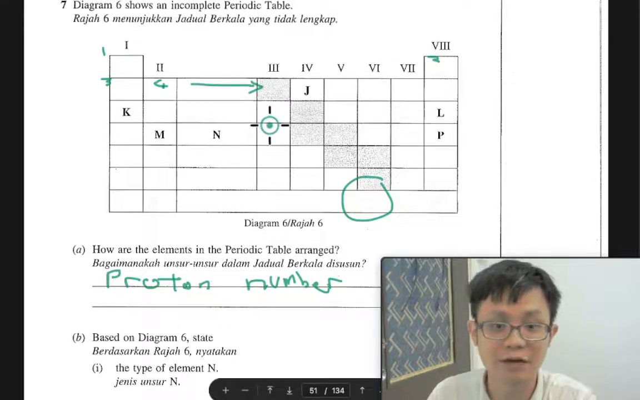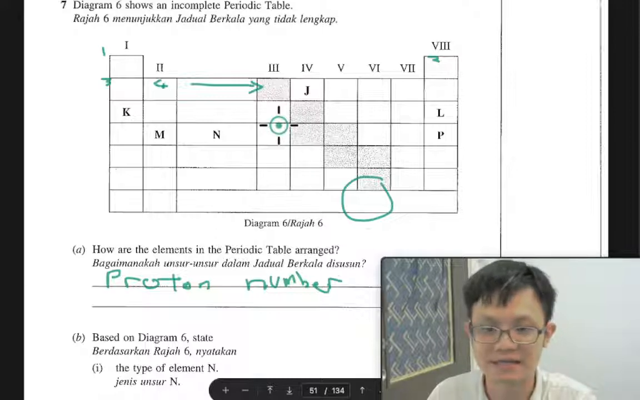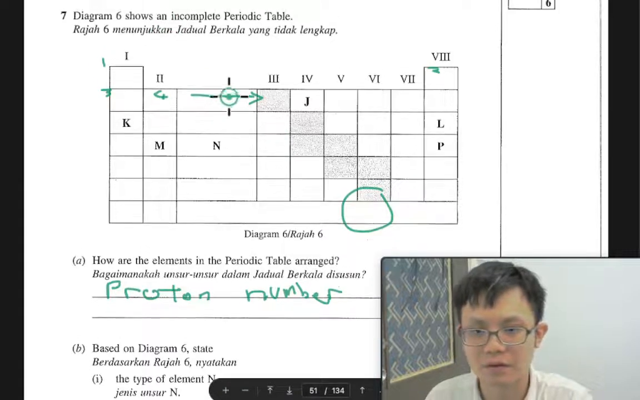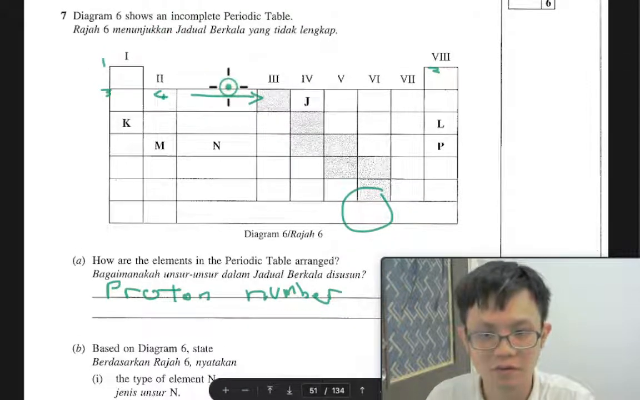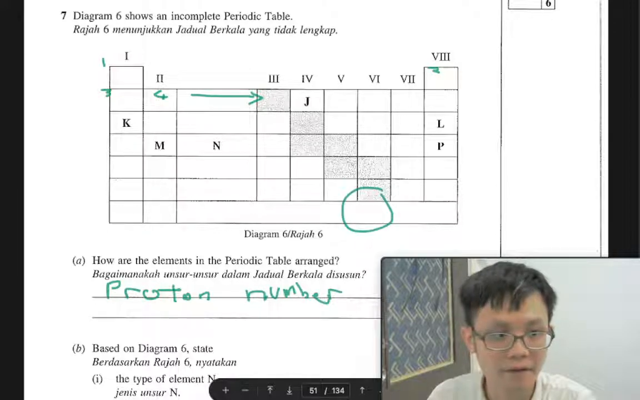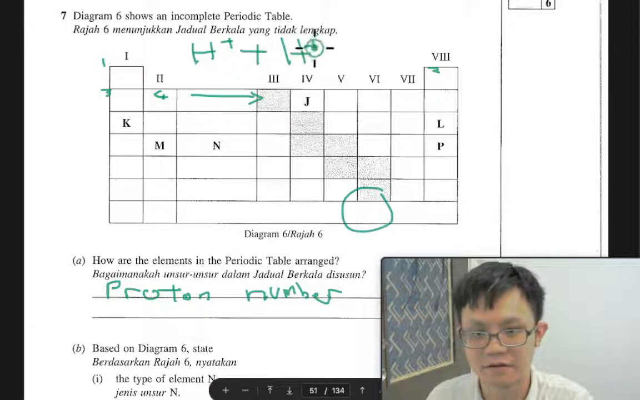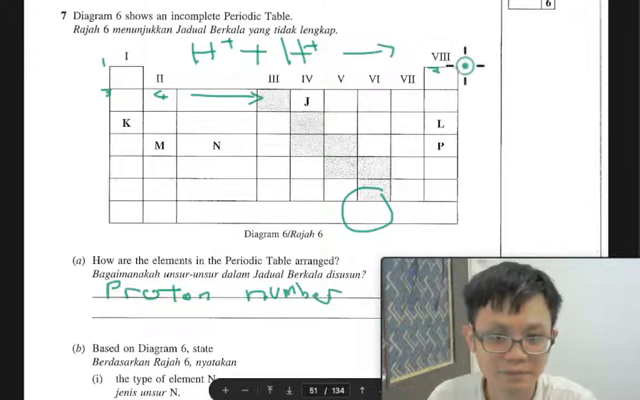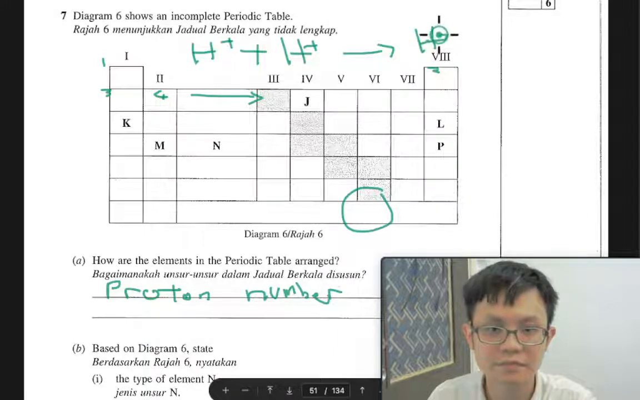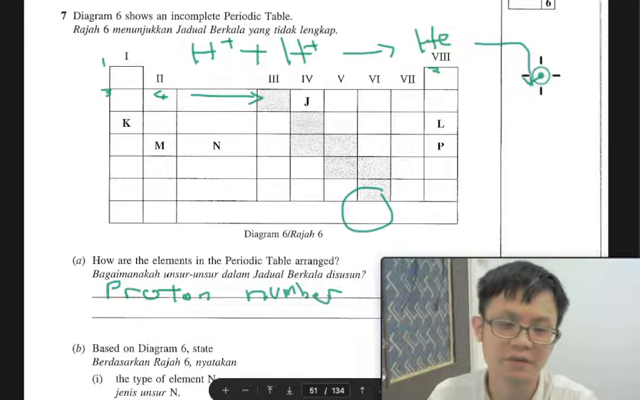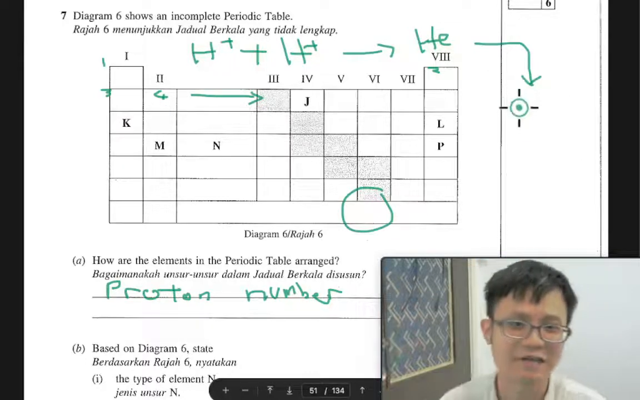The sun is what atom to what atom? What is happening in the sun? Is there a change in proton number in the sun? Yes, no? Yes. The sun, hydrogen plus hydrogen become what? Helium. Okay.